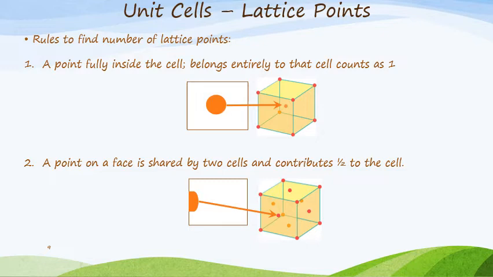If a point sits on a face that is shared between two cells, that atom contributes 1/2 to the unit cell. Remember that there's another unit cell, another portion of the cell here, where the other half of the atom is sitting on the face in this section over here. That's when we have an atom or a lattice point on the face of the cell.